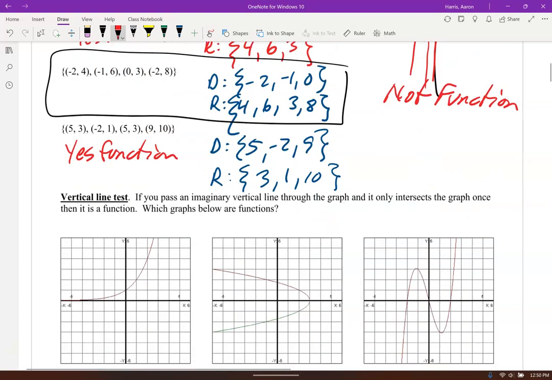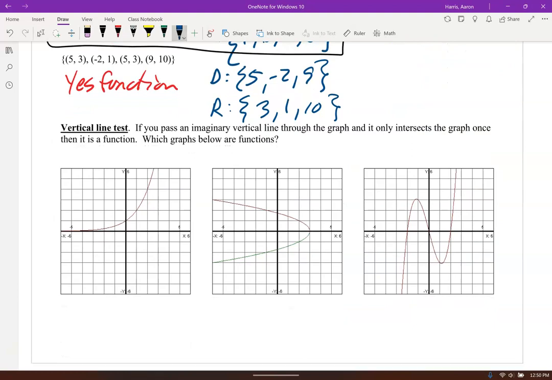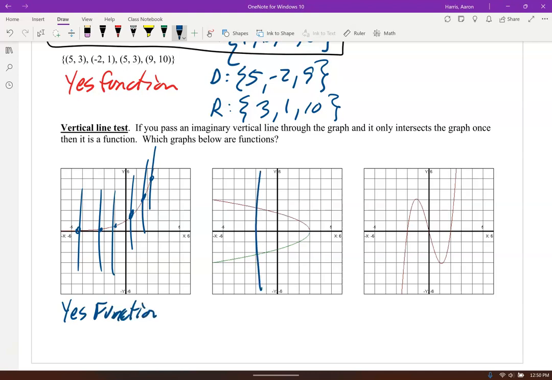Now this is just for a set of points. You can do it for graphs too. So I run vertical lines through and I'm only hitting one time. See how this is increasing? I'm only hitting one time. So this yes is a function. This one's okay. It can only hit one time. Here though, see how it fails? This is not a function. It hit more than once.